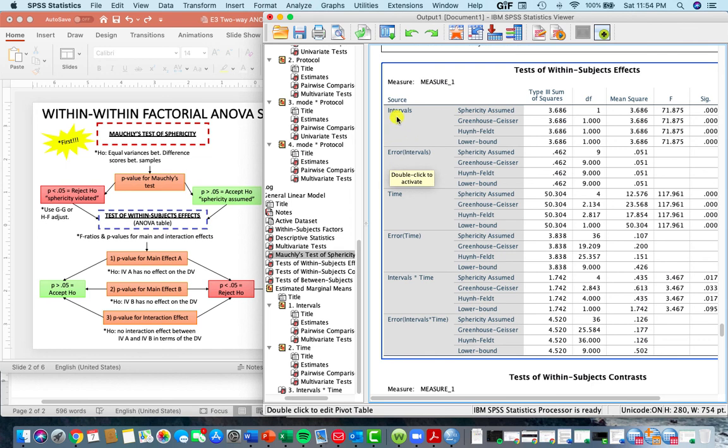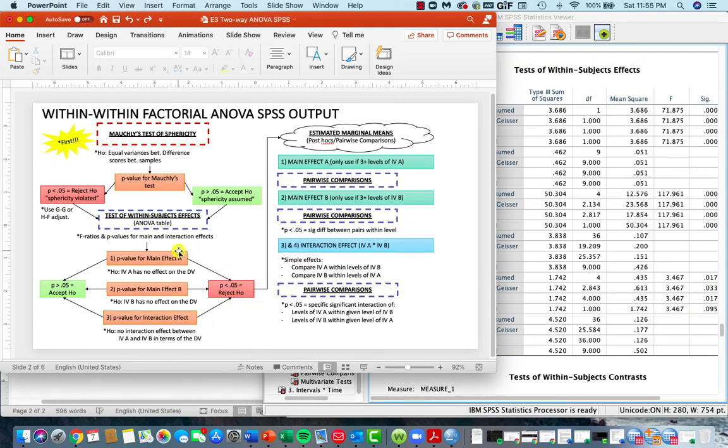Okay, so when we look at intervals, we can see we have a significant effect, right? P-value is less than 0.001. When we look at time, again, sphericity assumed, significant effect. When we look at our interaction effect, Greenhouse-Geisser, we get a p-value of 0.033, significant effect, right? So all of these have p-values less than 0.05, therefore we look at our pairwise comparisons.